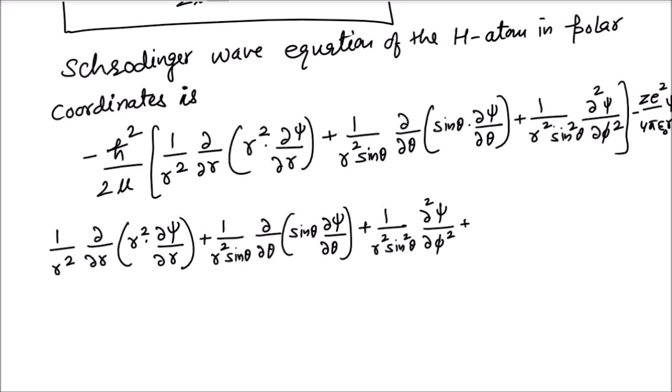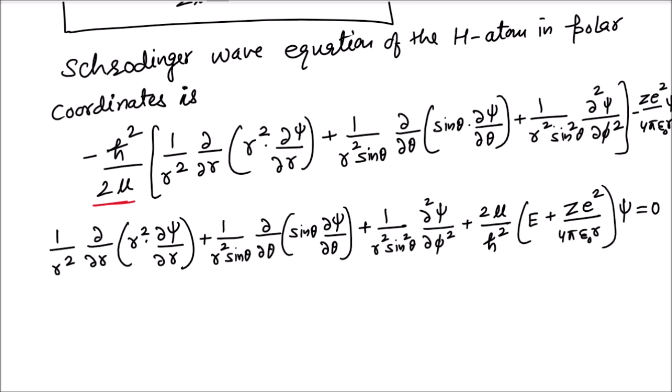plus now this whole part, h bar square upon 2 mu with minus sign, so we multiply this whole thing by 2 mu upon h bar square with minus sign, so it becomes plus 2 mu upon h bar square, and take this part also on this side, so it is minus E, so minus plus, it is E plus Z e square upon 4 pi epsilon naught r, psi equal to 0, right.